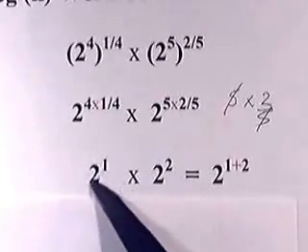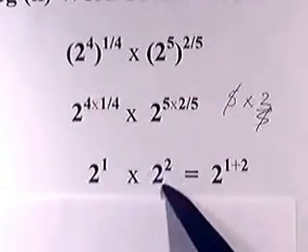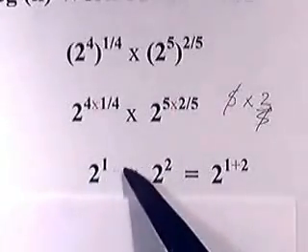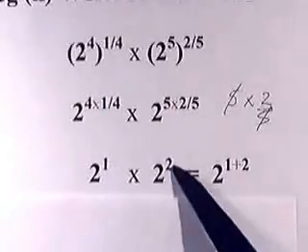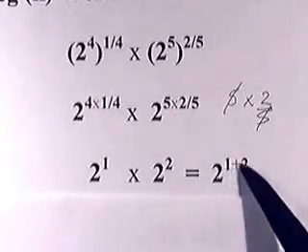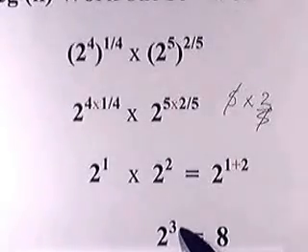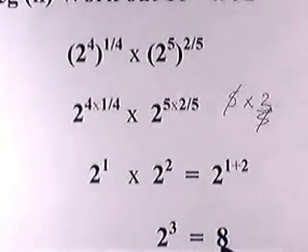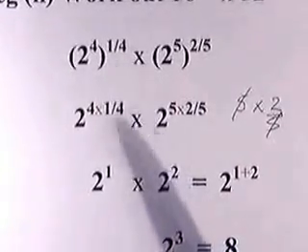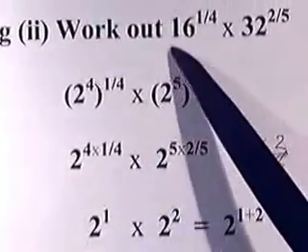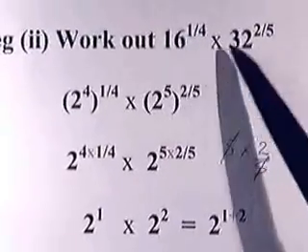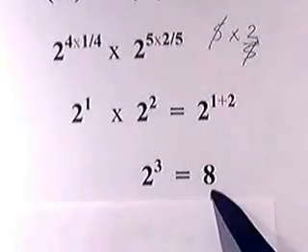Now the base numbers are the same. 2 there, 2 there, and we're multiplying them, so we just add the powers. So 1 add 2 is 3, so it's 2 to the power 3, which you should now recognize as being 8. So in other words, this thing here, 16 to the power of a quarter times 32 to the power of 2/5, is exactly the same as the number 8.